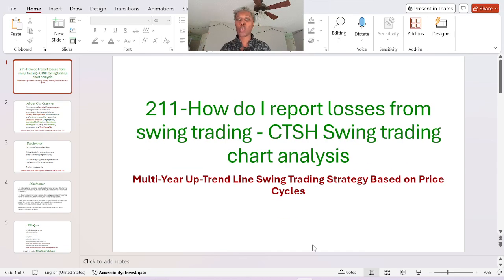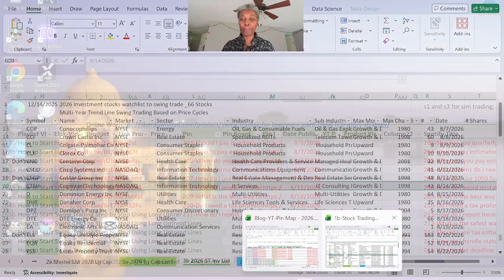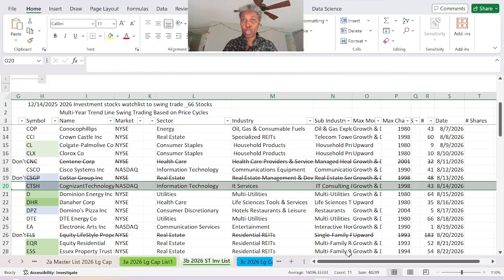Hello, how do I report losses from swing trading? You report your losses the same way you report your profit from swing trading as well. On your 1099, you will have the stocks that you purchase, the name of those stocks, when you purchased them, when you sold them, how much you purchased them for, how much you sold them for, and if how much you sold them for is less than how much you purchased, then you'll have a loss.